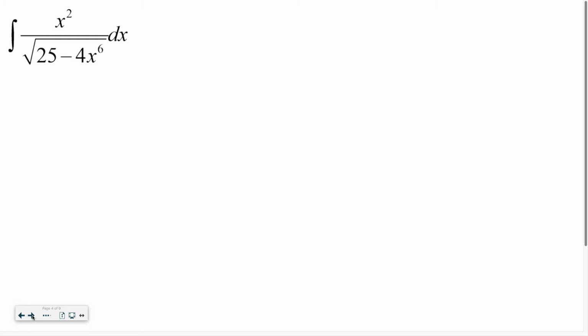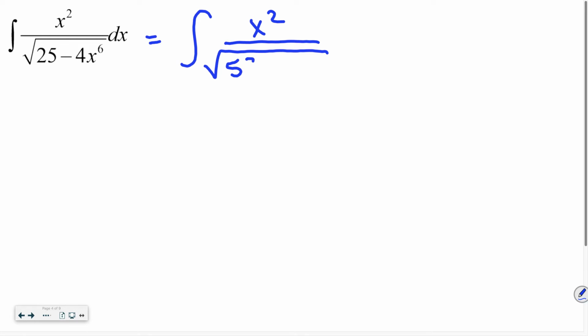Does this look like one of the patterns that you have? Ish. Okay, which pattern does it look like? Arc sine, okay. Arc sine, we have 1 over the square root of a squared minus u squared, okay? Well, it doesn't look exactly like that. However, we could write this as x squared over the square root of 5 squared minus 2x cubed squared dx. Do you agree?